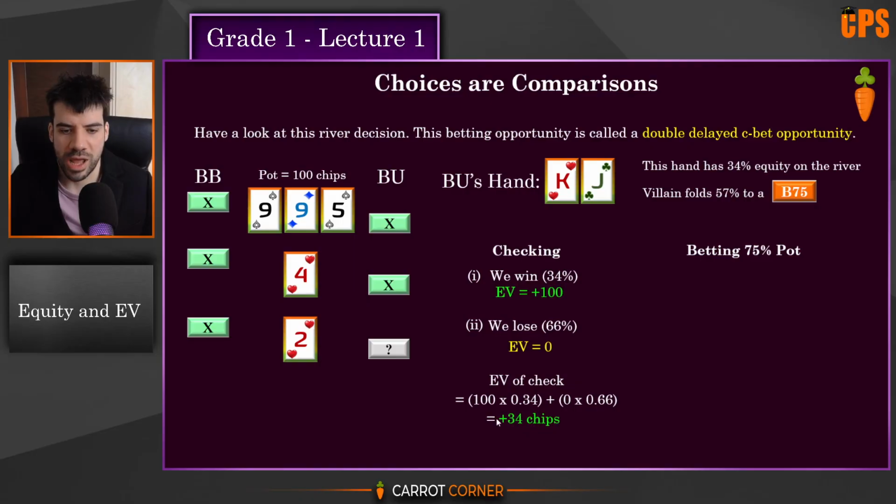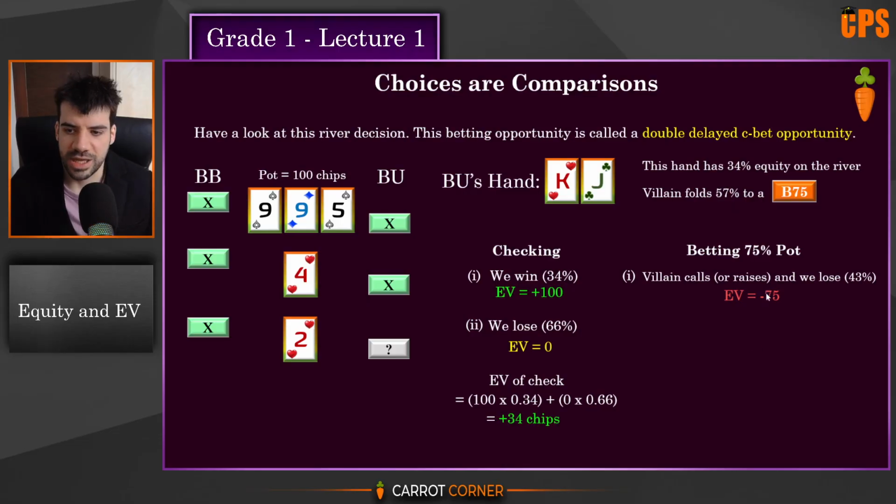The branch where we win happens 34% of the time, and we get 100 chips. Therefore, we win 34 chips there. The branch where we lose, we get 0 chips, and we don't lose anything either, bear in mind, because we haven't bet, and that happens 2/3 of the time. Therefore, our net EV for checking is plus 34 chips. Now betting 75% pot. We know from the equilibrium that villain calls or raises every time that he doesn't fold, which is 43% of the time.